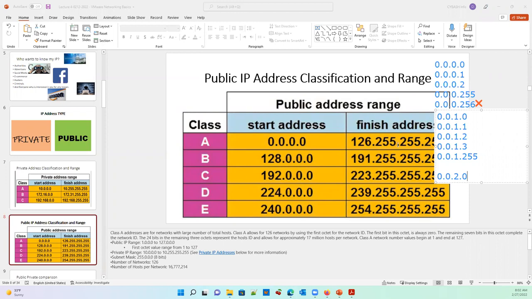You see, when it reaches 255, it keeps moving in this direction. First 0, 1, 2, until it goes to 255. First it has filled 255 here, and it moves to the second. Once the second octet reaches 255, it can move to the next one, and so on. Once it reaches 126, class A is finished. Now you're moving into class B. If you pay attention, you are missing, where is 127?